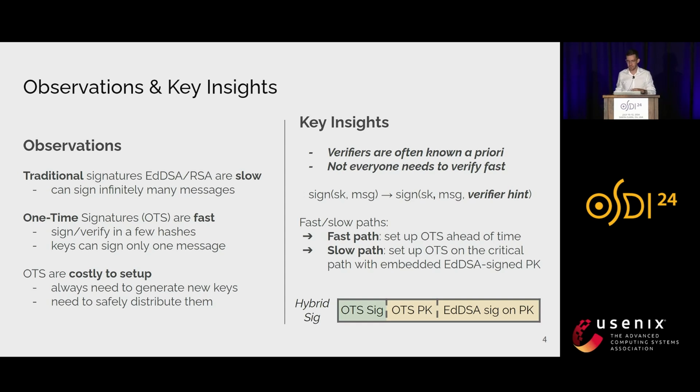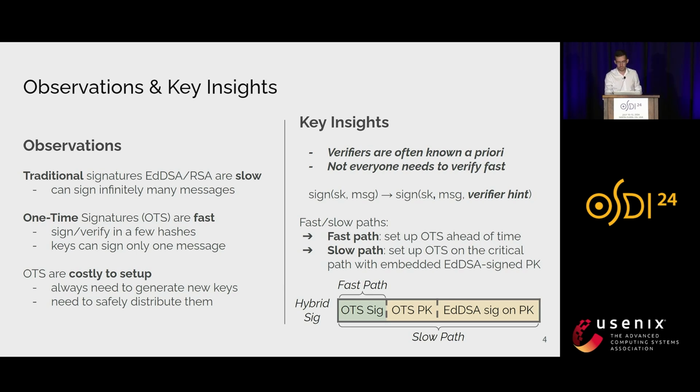So this is what you get at the end of the day. You get a hybrid signature that is made of 3 components. The first one is a one-time signature that is going to be checked on the fast path, and on the fast path, that's pretty much the only thing that you will have to check. Whereas you have these 2 more components, the OTS public key and a DSig signature on this public key that are going to be used on the slow path only.